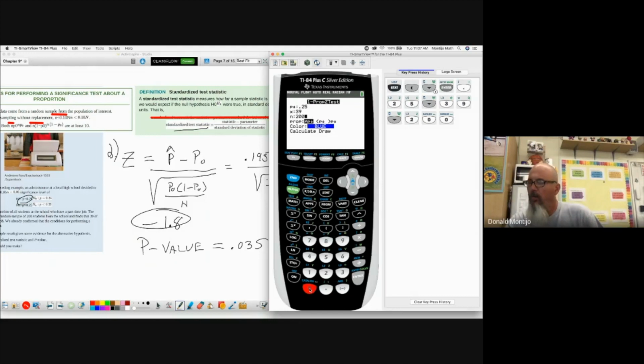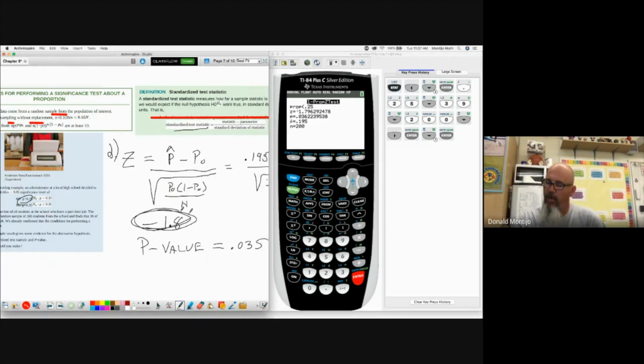And then what are we trying to test? Less than, greater than? We think that our school is going to be less than the national average. So we select the less than for the alternative, and then we come down here and tell it to calculate. And look, it gives us a z-score of negative 1.796. Yeah, we found negative 1.8. It gives us a p-value of 0.0362. We found a p-value of 0.035.